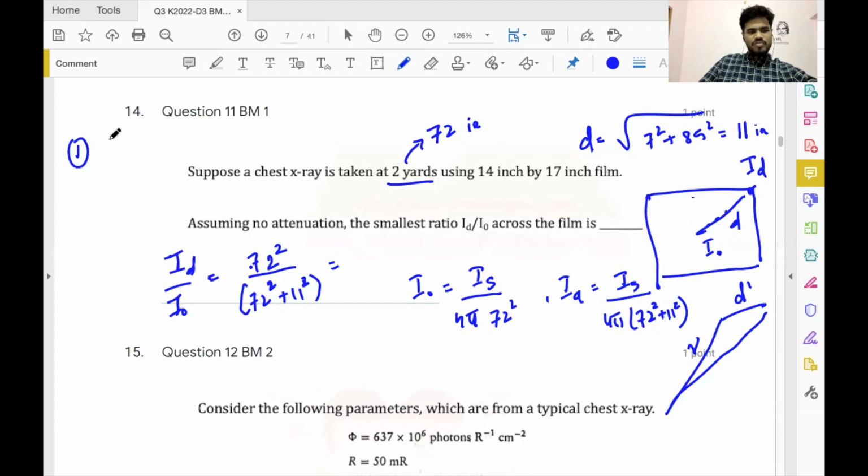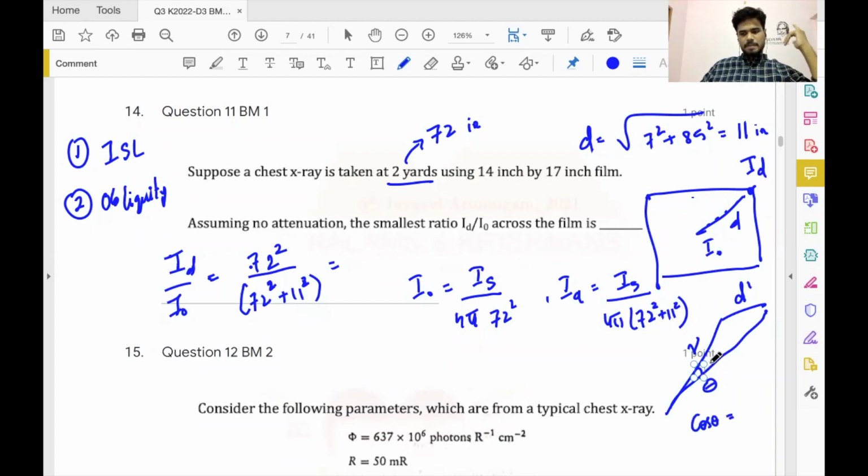So we know there are a couple of factors. There is this inverse square law effect, and then we also have this at an oblique angle, obliquity, right? So at the end of the day, if you look at this is theta. Our cos theta will be r by this hypotenuse, root of r square plus d square. This ratio is cos square theta, and that is just based on inverse square law. We also have to account for obliquity.